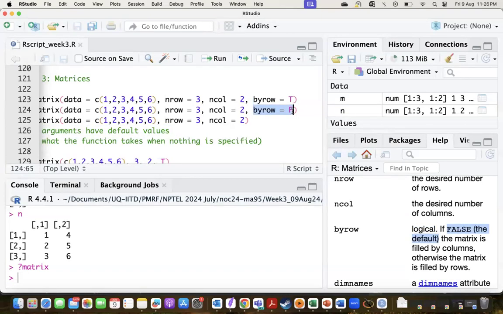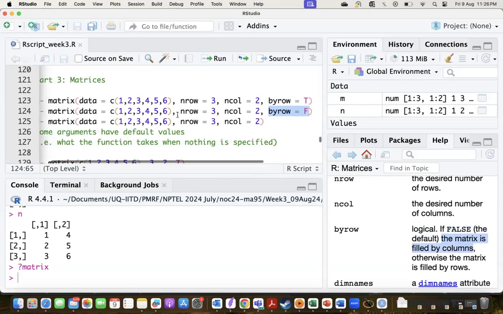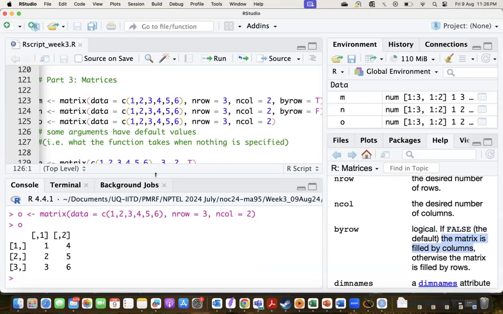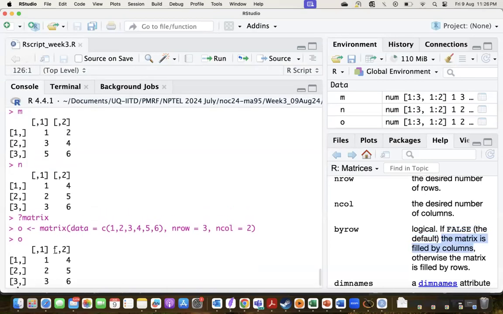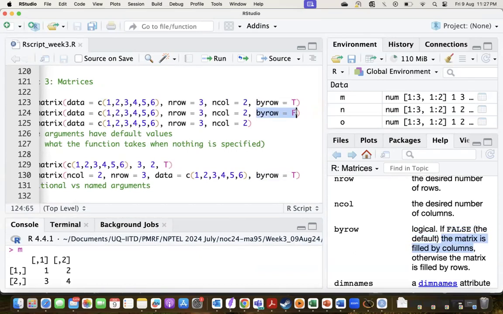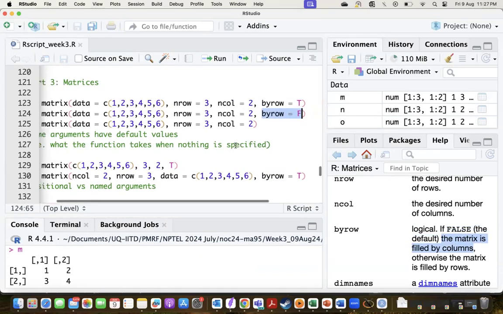That means byrow is false, so it's filled by columns. The matrix is filled by columns. That's the default. So if I write O here, you can see O looks similar to N. I mean, O is the same as N, right? Because the default argument is false.